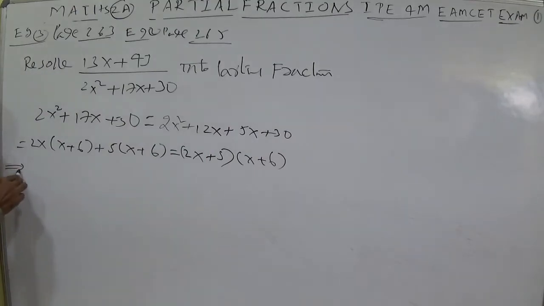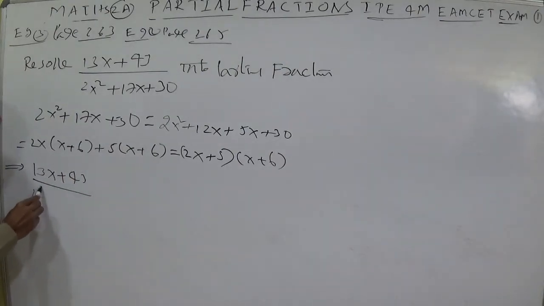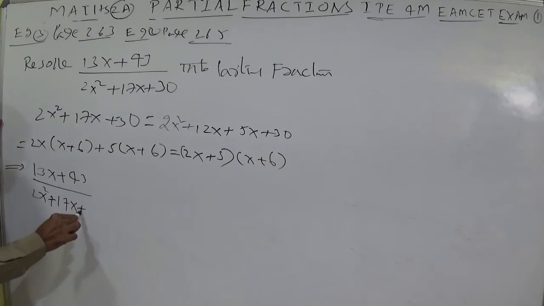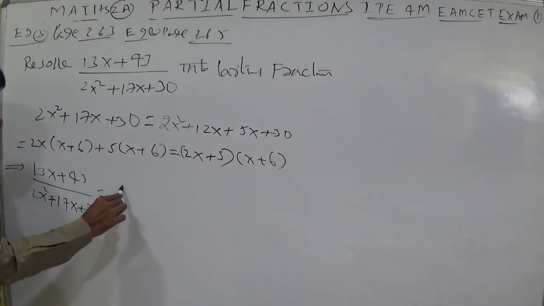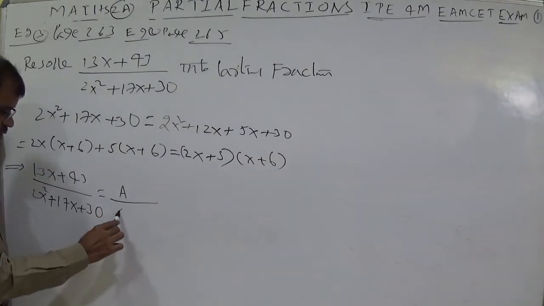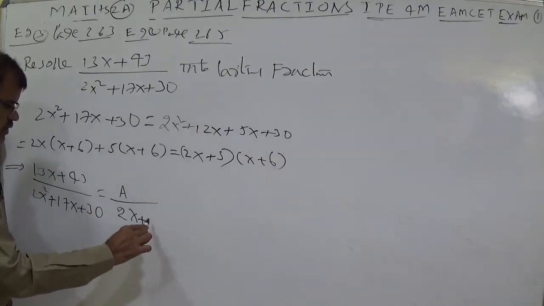This is the first step. I am writing slowly, students. Try to understand and do the work. You write this like this: 13x plus 43 by 2x square plus 17x plus 30 is equal to, here you can write this as A by 2x plus 5.